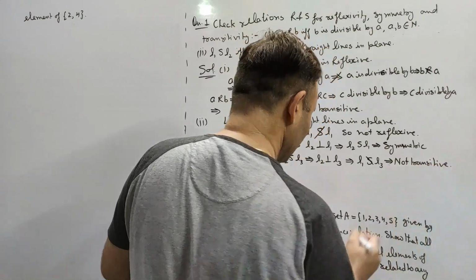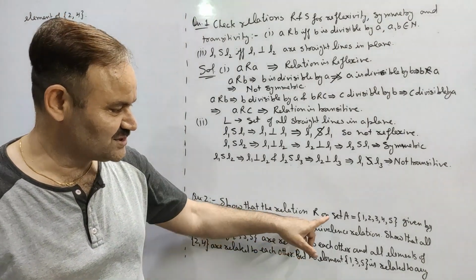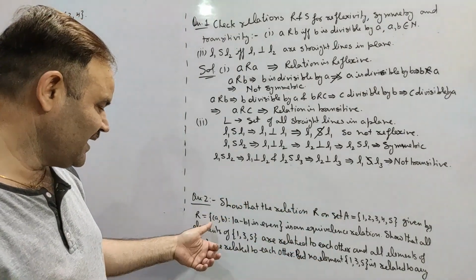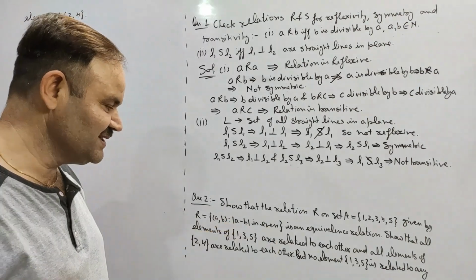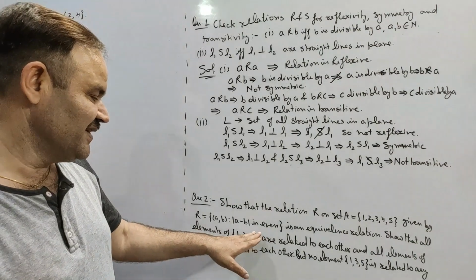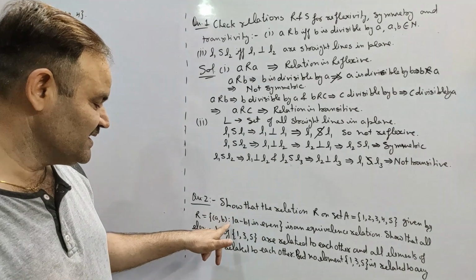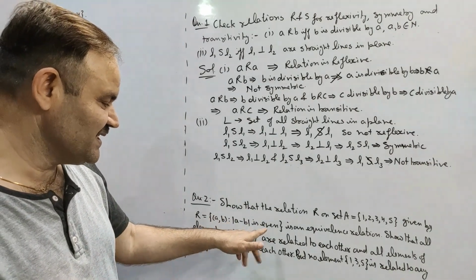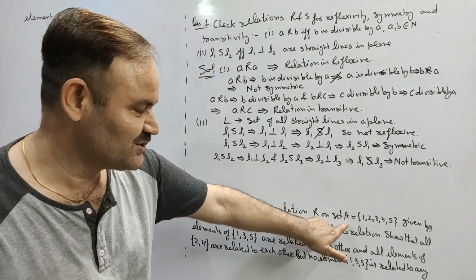Now we come to the next question. In the next question, show that the relation R on set A given by R = {(a, b): |a - b| is even} is an equivalence relation. So first we will show that the relation R defined as (a, b) such that modulus of a minus b is even is an equivalence relation, where the relation is defined on set A.